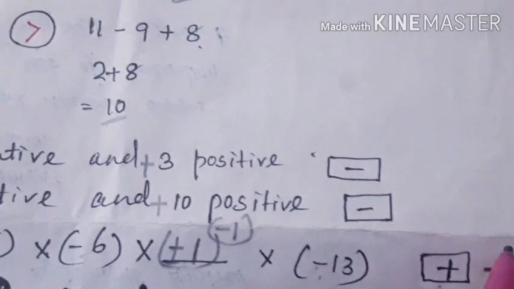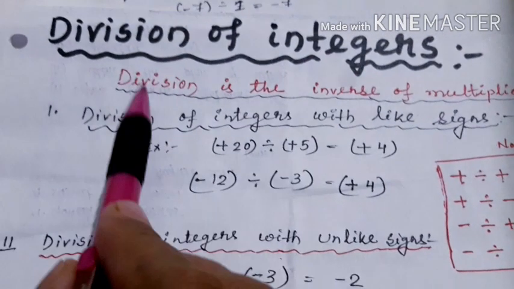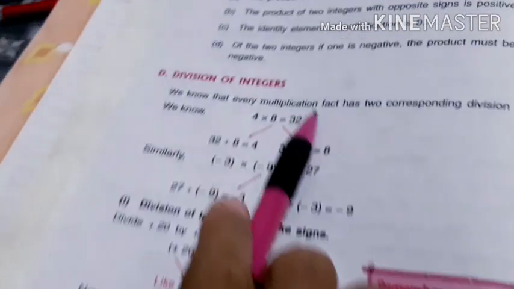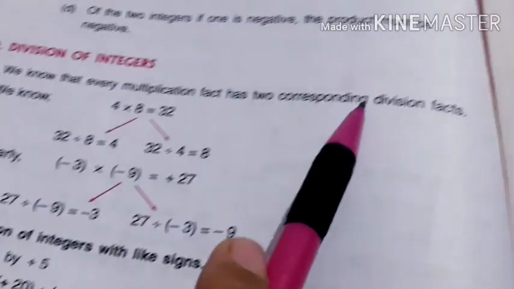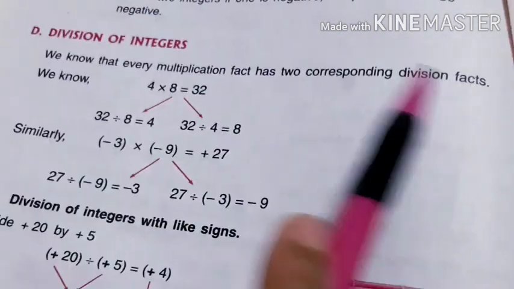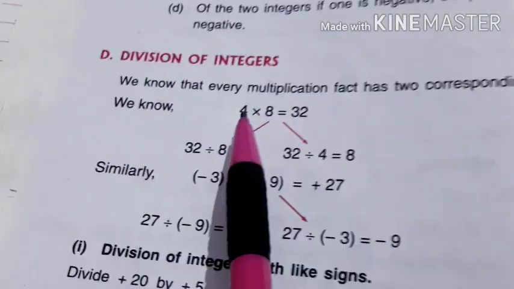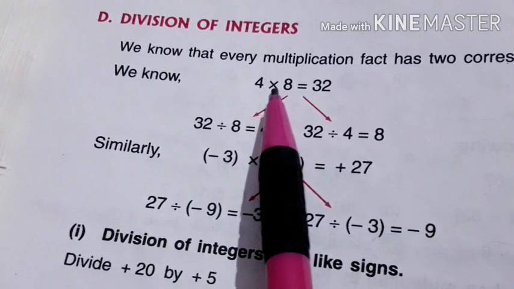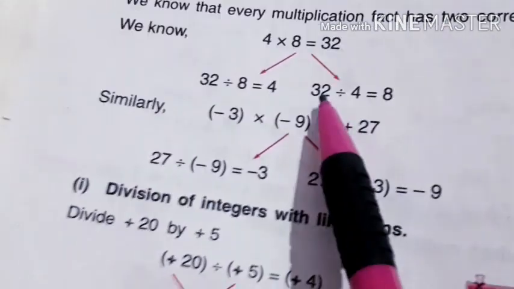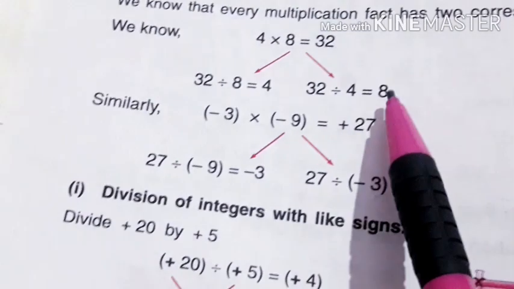Now we will go to the division of integers. You know, division is the inverse of multiplication. One thing I want to tell you: every multiplication fact has two corresponding division facts. I have already told you in previous classes. Now again, 4 into 8 is equal to 32. Then what are the two division facts? 32 divided by 8 is equal to 4, and another one is 32 divided by 4 is equal to 8.